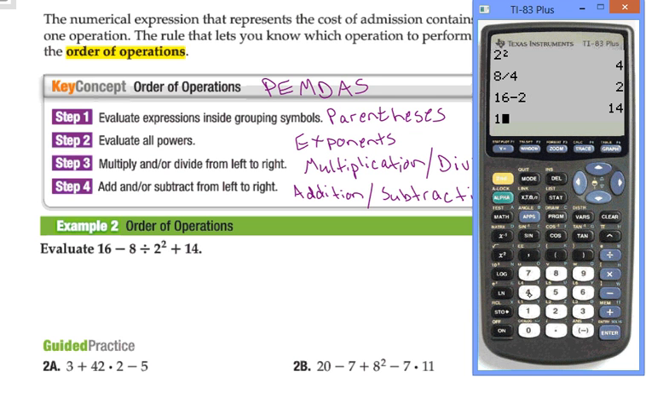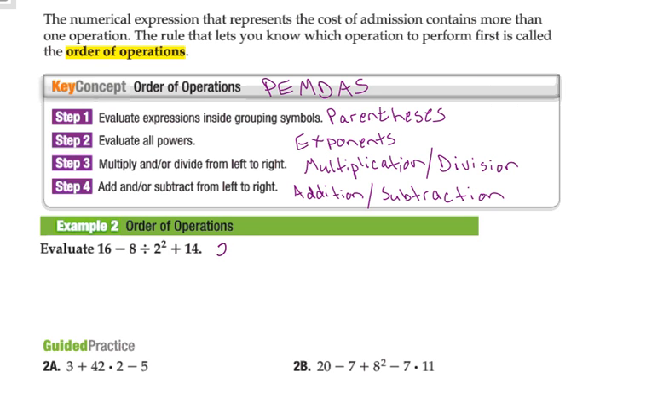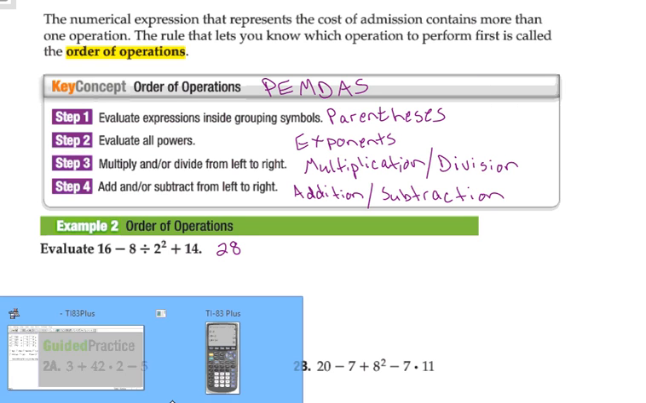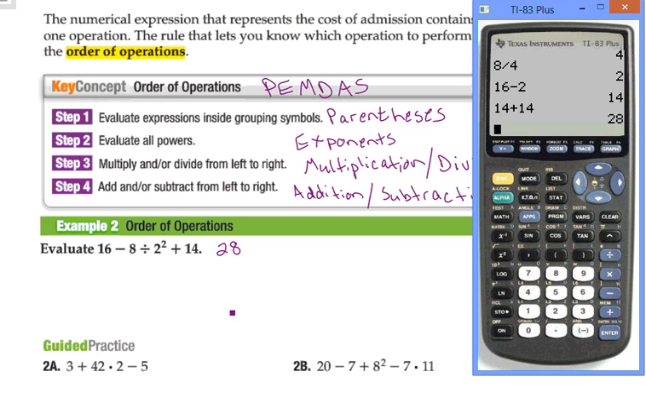Then I should take that answer and add it to the 14 here. Okay, so I ended up with 28. Again, a lot of steps. My goal with using calculators is to use the least amount of buttons as possible.